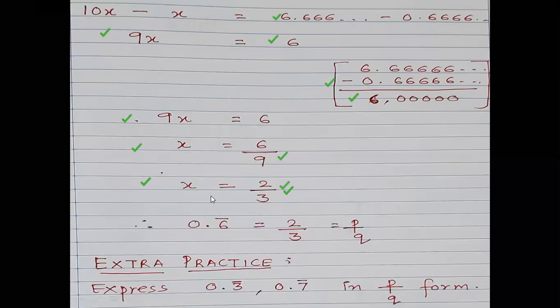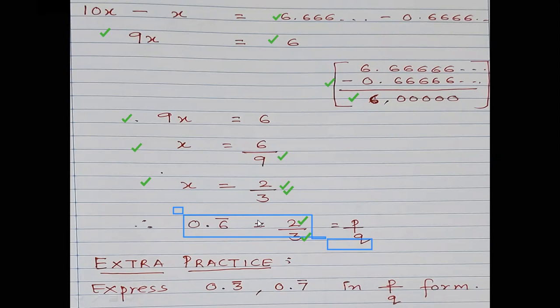So now what have we got? We began by saying that x is 0.6 bar, the question itself. Now what we're getting is that x is 2 upon 3. So that means 0.6 bar can be represented as 2 upon 3, which is the P upon Q form. So what does P stand for here? 2. What does Q stand for here? 3. I hope you're clear with the first sum.